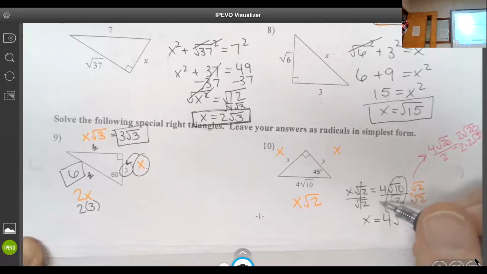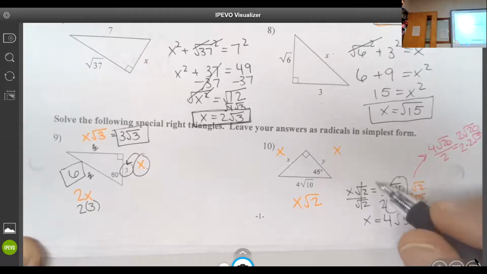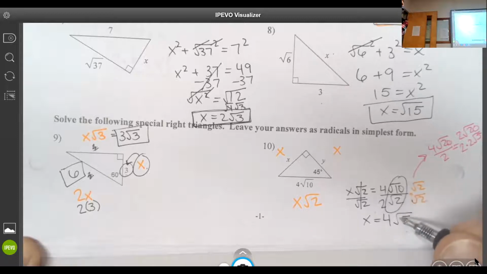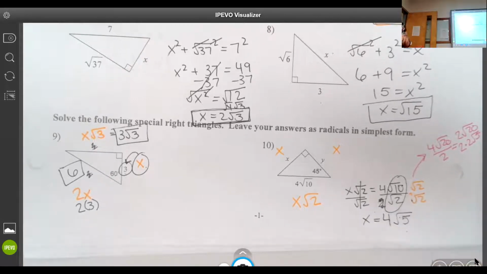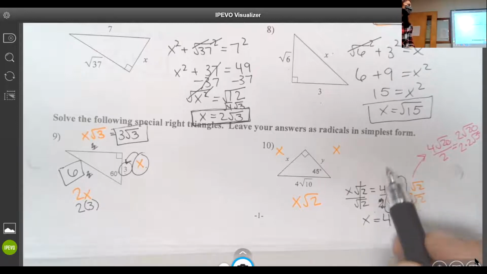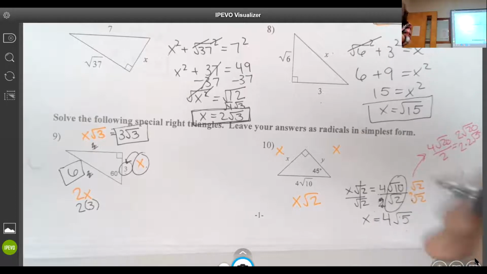If I had a 2 out here, it'd become 2 rad 5. But I can only reduce this 2 with the 10. Oh, because this isn't in a rad, it's just a regular 4 outside. It's this 4 right here. It's not inside a rad, so it wouldn't become 2. Is that what you meant?